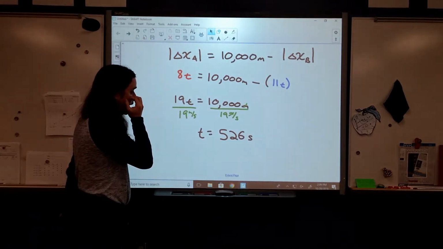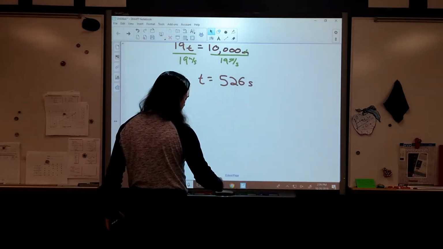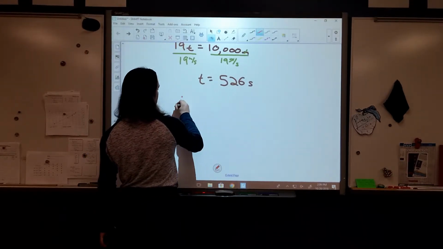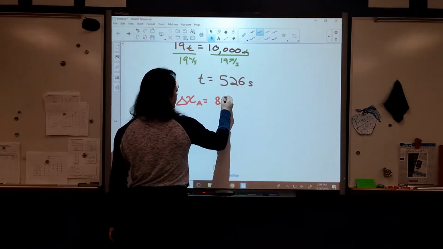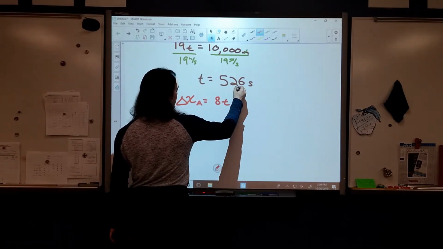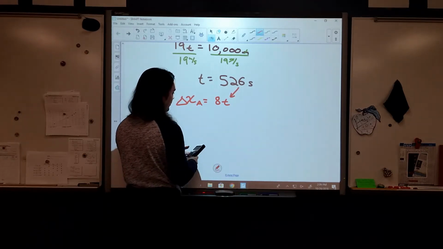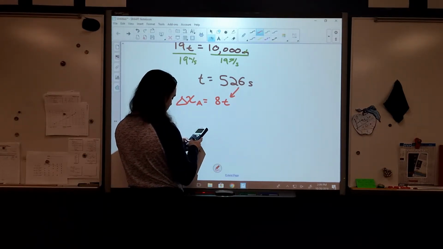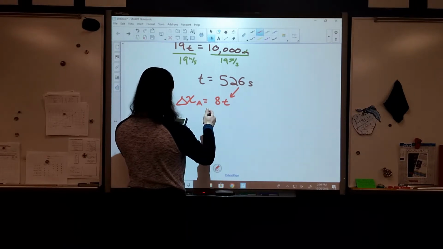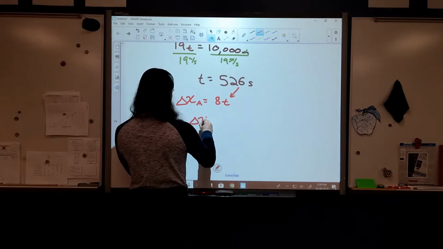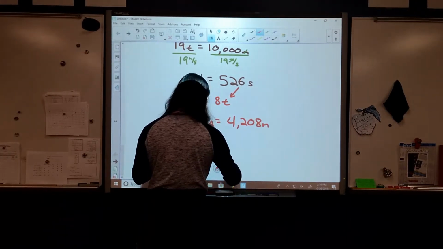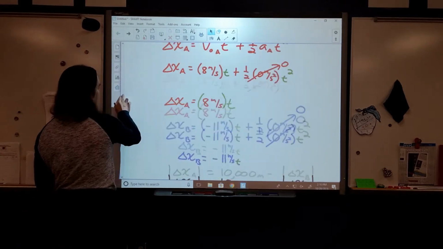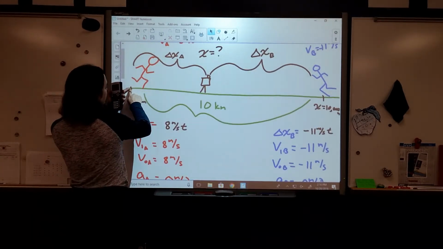Great. And now that I have that, I can go back to any of the equations that had that original t in it. We could do delta XA is equal to 8 meters per second times t, and we now know the time it takes for them to meet up. So I take 8 times 526, and that gives me delta XA is equal to 4,208 meters. And delta XA is probably the easier one to work with because that's our displacement from here over to here.